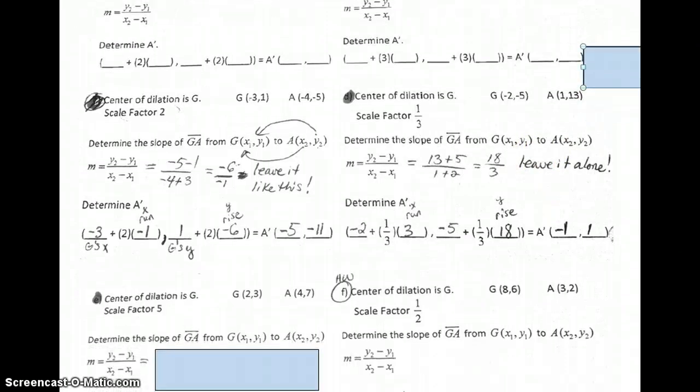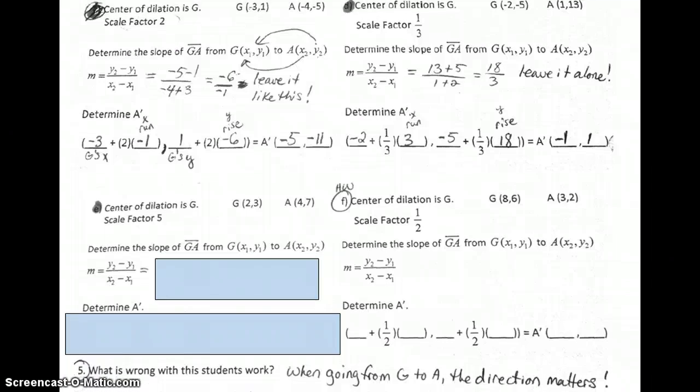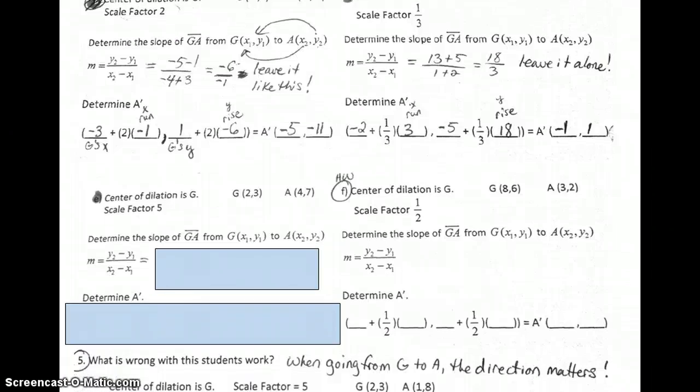I hope. And then our last one here, for example E, the scale factor is now 5. So when you get the slope from G to A, then you're going to multiply the rise over run by 5, and you're going to add the appropriate parts of that to the original coordinates of G. So let's see. You work on that. Let's see what you get for your slope. What's 7 minus 3 over 4 minus 2?